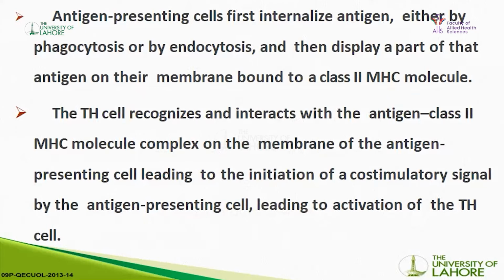The T helper cell can recognize and interact with the antigen class 2 MHC molecule complex on the membrane of the antigen presenting cell, leading to the initiation of the co-stimulatory signal by the antigen presenting cell, which activates the T helper cells. Activation of T helper cells leads to the production of cytokines, and these cytokines then further activate the B cells, and B cell activation produces the antibodies.